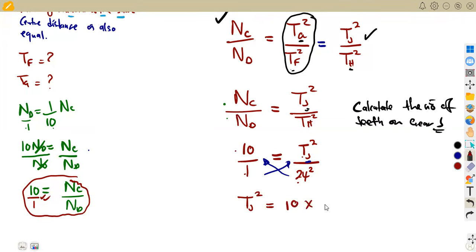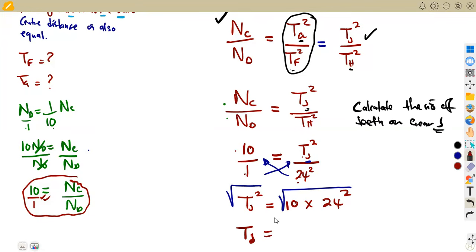So we're going to have 10 times 24 squared. In order for us to find the teeth on J, since this is a square, we are going to introduce the square root on both sides. The square root must cover everything. That means we are going to obtain the number of teeth on gear J.